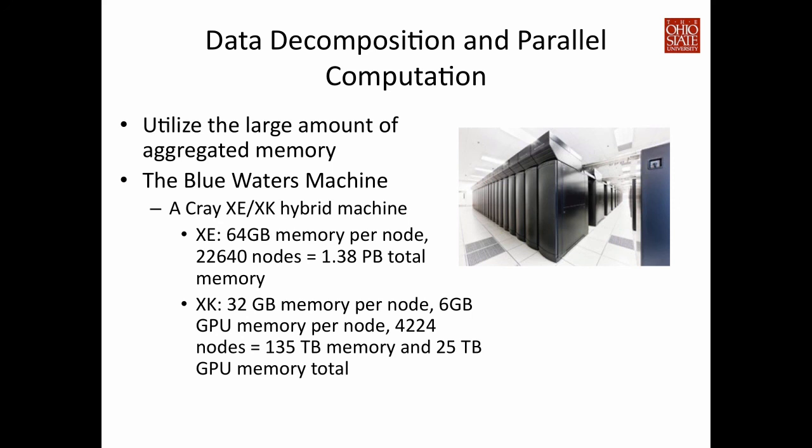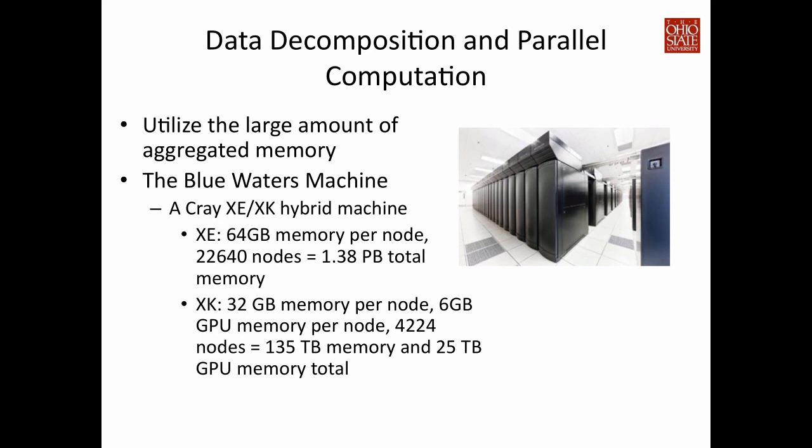The reason we want to use parallel computation is that the amount of aggregate memory in a supercomputer is often very large. Take the Blue Waters machine as an example. It is a Cray machine that has a mix of XE and XK cabinets. In the XE node, it has 64 GB memory per node, and with 22,640 nodes, we have a total of 1.38 petabytes of memory that you can load the data into and perform in-core computation.